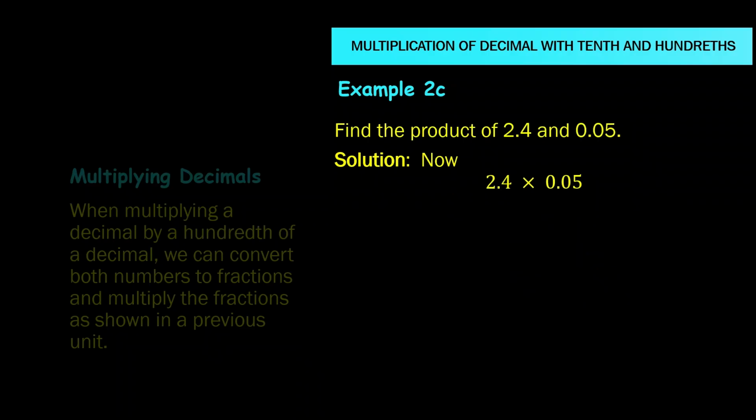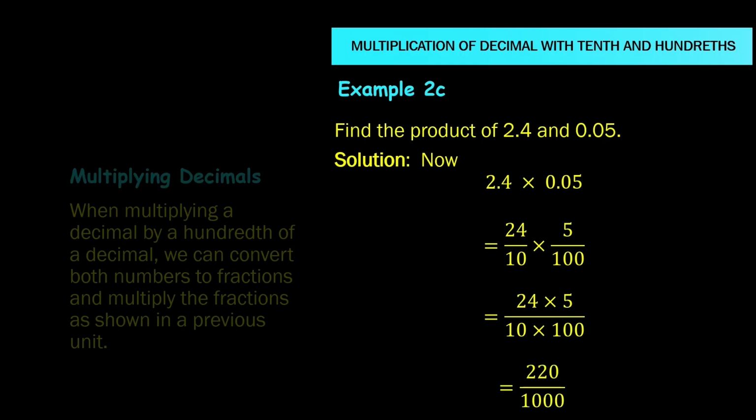When multiplying a decimal by 100th of a decimal, we can again convert to fractions and multiply in the usual way. Let's try the example shown on the screen. 2.4 becomes 24 over 10, and 0.05 becomes 5 over 100. Again, multiplying the numerator by the numerator gives 24 times 5, and multiplying the denominator by the denominator gives 10 times 100.